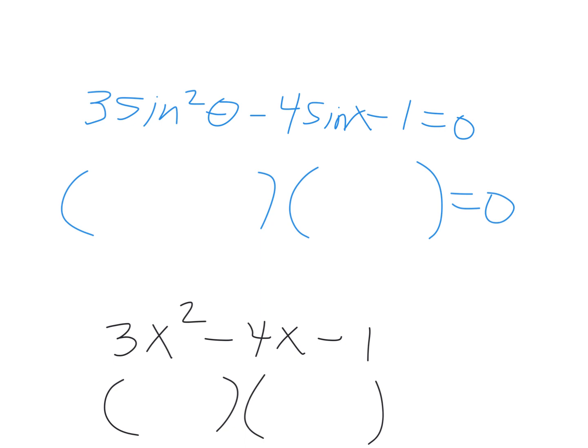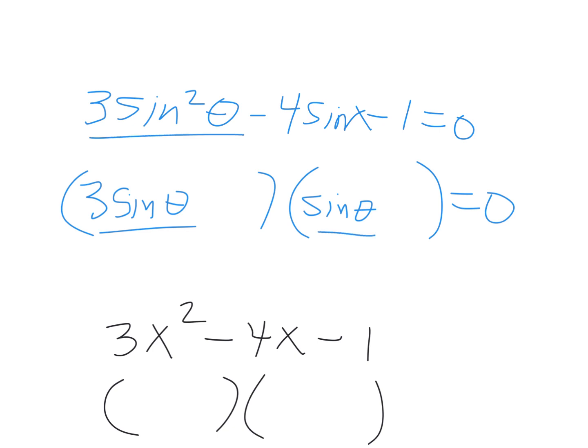I'm going to pause for a second while I walk around and see how you guys are doing. I see most of you have got it started correctly with a 3 sine and a sine. Because this times this makes that. Now all you got to do is figure out, is it plus and plus or plus and minus? And then what's the last number at the end? And it is possible that I messed up and this one doesn't factor. But you'd have to start this way.